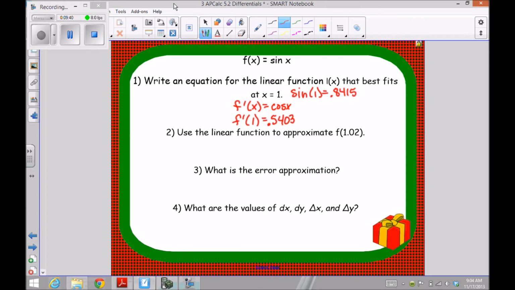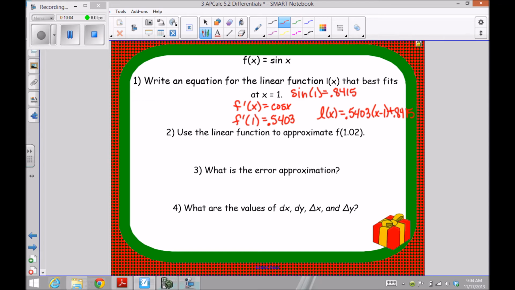Write an equation for the linear function. So my equation, L of x, is going to be my slope, 0.5403 times x minus 1 plus 0.8415. And we're running a little bit out of space there, but hopefully you can see that okay.